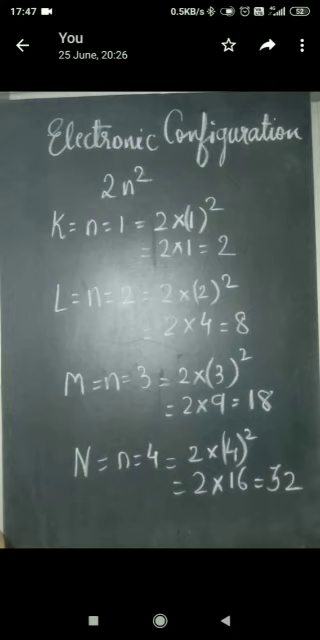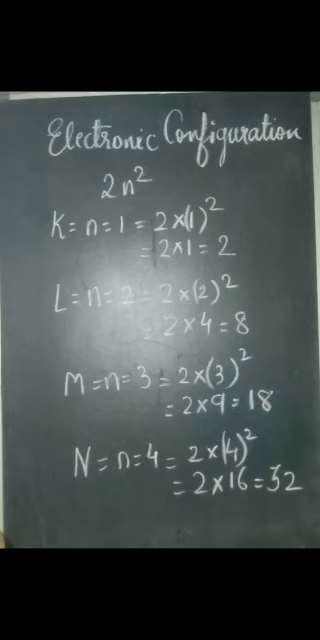So the electronic configuration of each shell, how many electrons would be present in each shell, is given by the formula 2n square. N is the number of the shell or the shell number. Like K is the first shell, so N is equal to 1. So by putting it into the formula, K shell will have 2 electrons. L is the second shell, so N is equal to 2. So we put 2 in the formula and we get the answer as 8. So our L shell has 8 electrons.